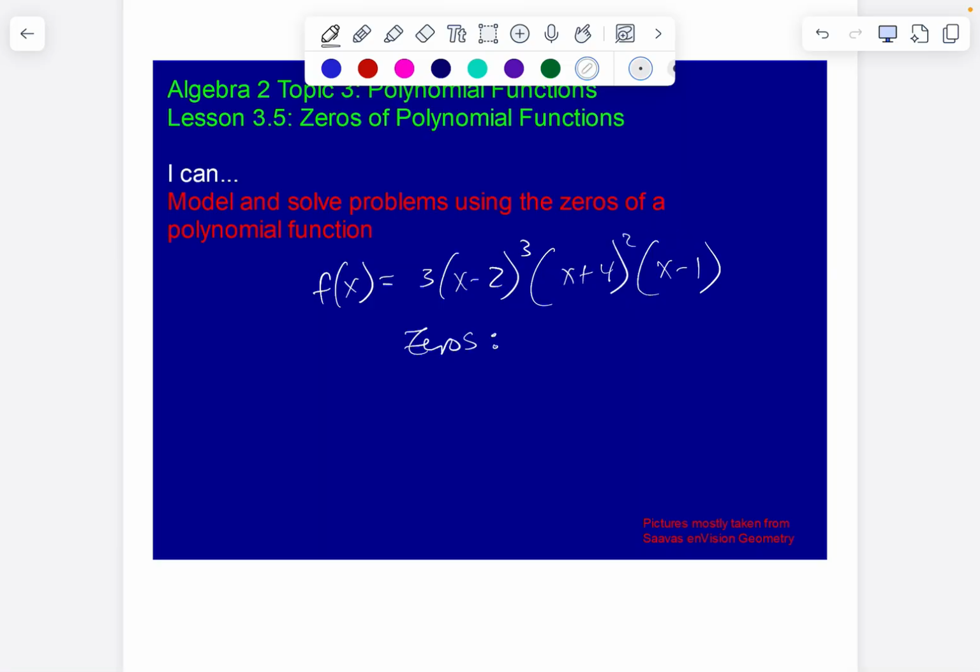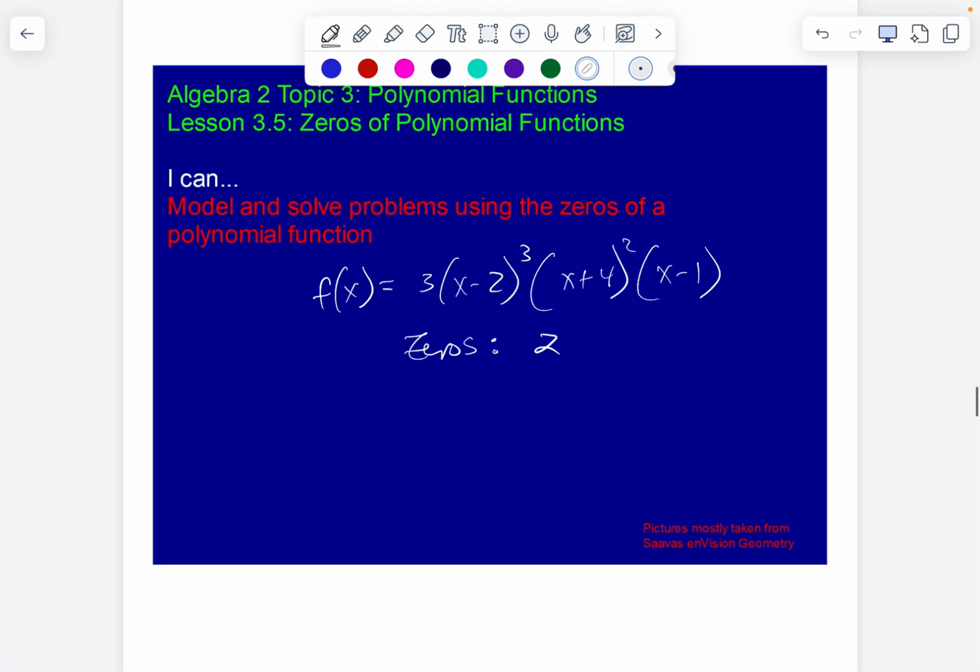So if I said go put zeros on the x-axis, go put points rather on the x-axis for the zeros, what are they? 2, -4, and 1. Good. So we don't have to worry about the fact that they have, like this first one has a cubed and the second one has a squared. It doesn't change that the 0 occurs at 2 or at -4. Now the cubed and the squared do change what the graph looks like at those zeros, but not the fact that the 0 is there.